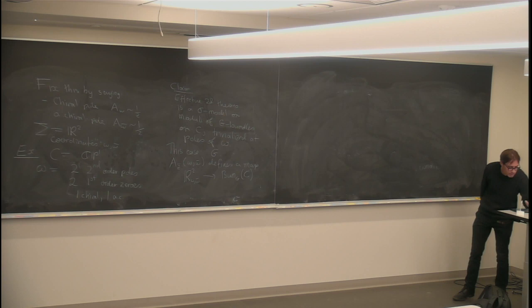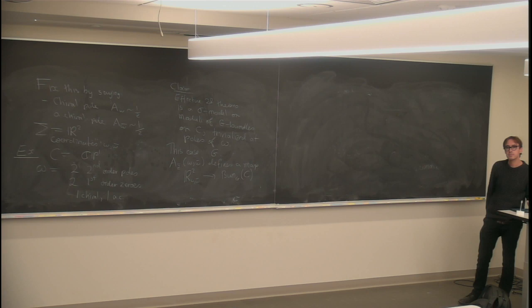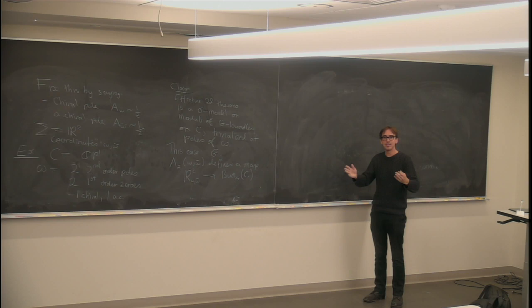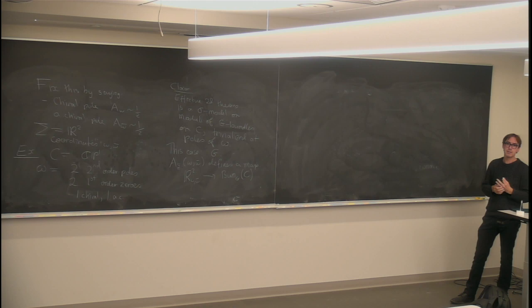If there was nothing special about omega, if it didn't have any poles or zeros, then you would just get a free theory, nothing interesting. So it's like CP1 where omega has poles. Poles and zeros, you get nothing. It was an elliptic curve, but there are no poles or zeros. So right, you get a TFT. Yeah, that was what I was going to ask. So I see, if it's an elliptic curve, you get a BF. Okay, cool.